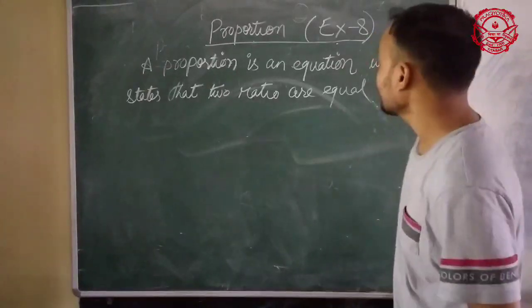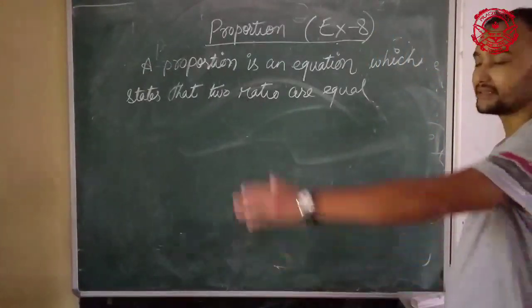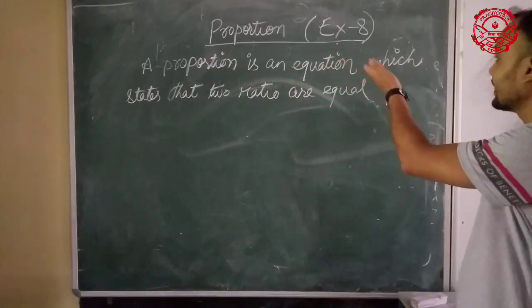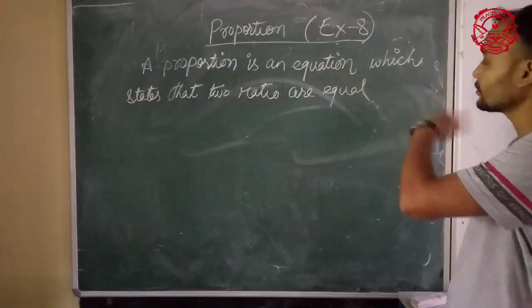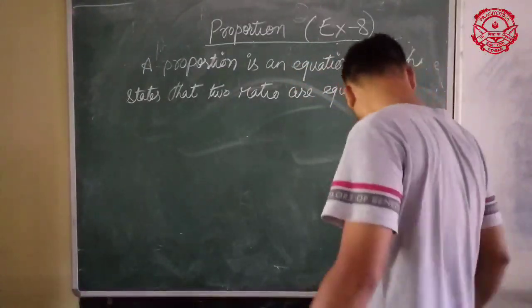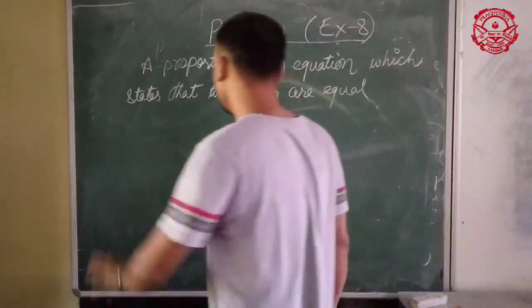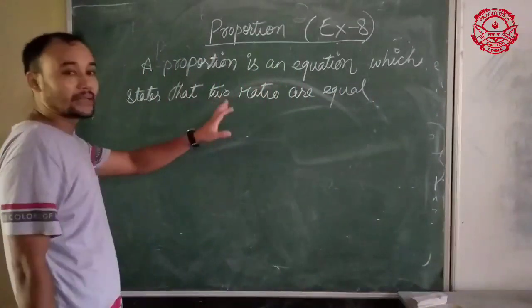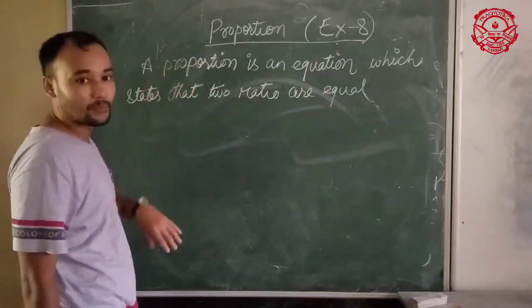Fine. Now see, what is proportion? By definition, a proportion is an equation which states that two ratios are equal. If two ratios become equal to each other, then they are said to be in proportion.